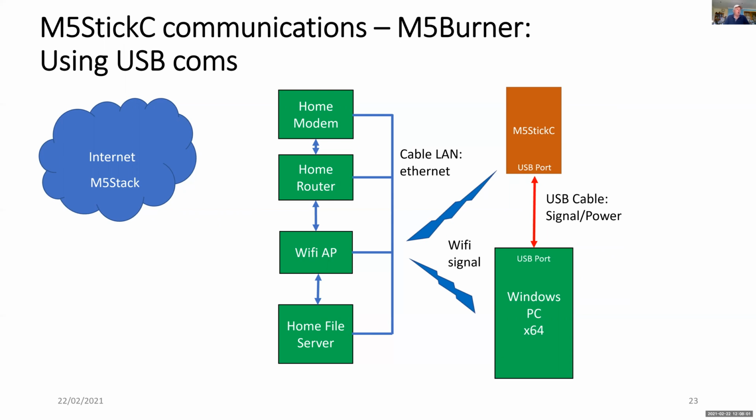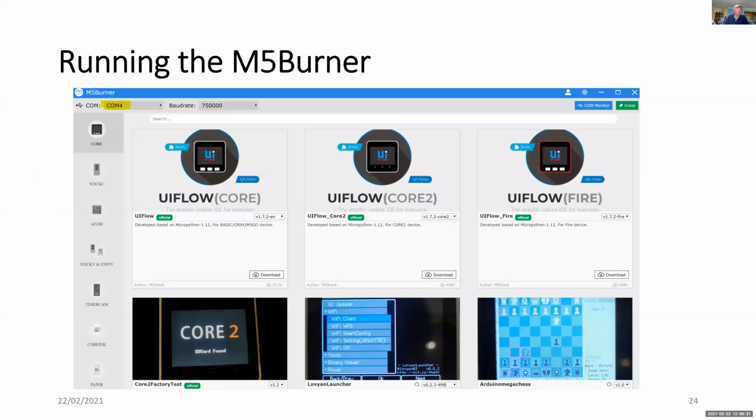And with the M5Burner, we're actually going to use both forms of communications, that is USB communications, and we're going to download the firmware from the internet into a Windows PC, and a Windows PC is then going to transfer that via USB into the M5StickC. So when you run the M5Burner program, it will find that COM4 has been allocated to the M5StickC.